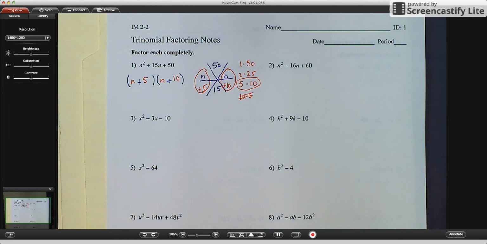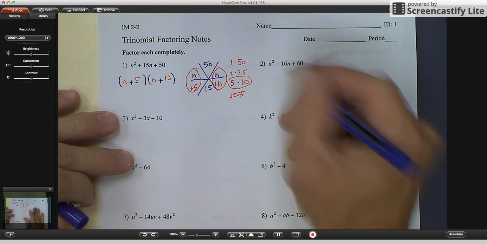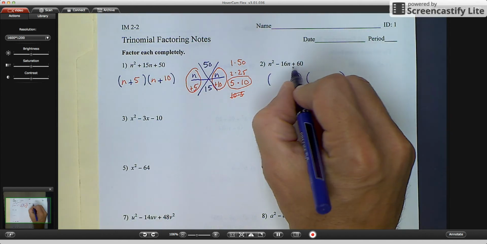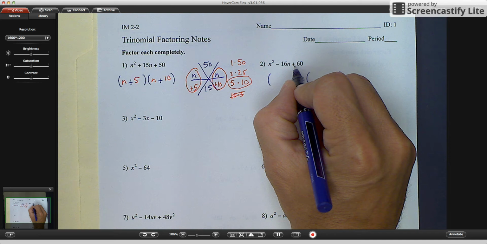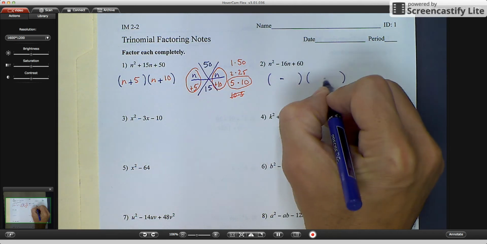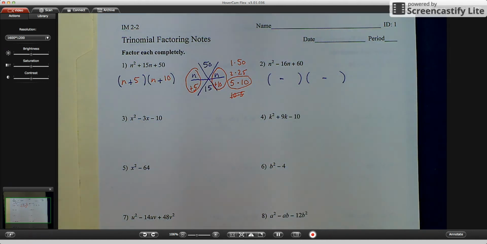I'm going to have you do number 2. I'm going to give you a little hint here. Remember I said that we always start with our binomials. And this positive sign tells us that both signs are going to be the same. And this negative sign tells us that they're actually going to be subtraction signs. Okay? So why don't you go through the steps and factor that one.